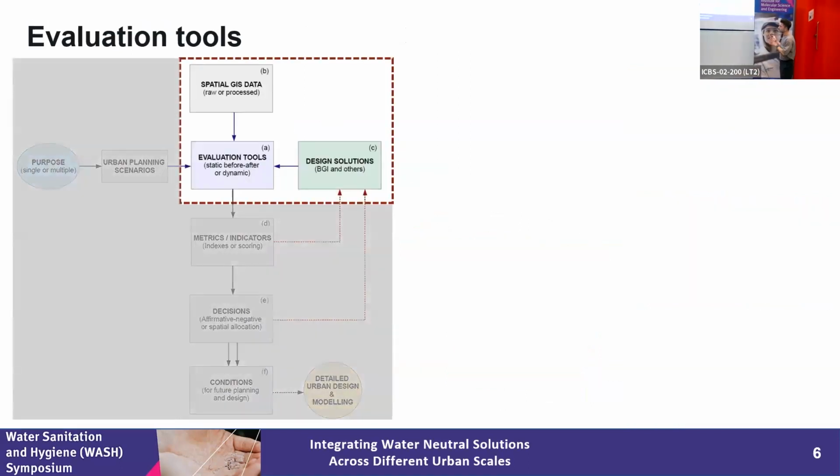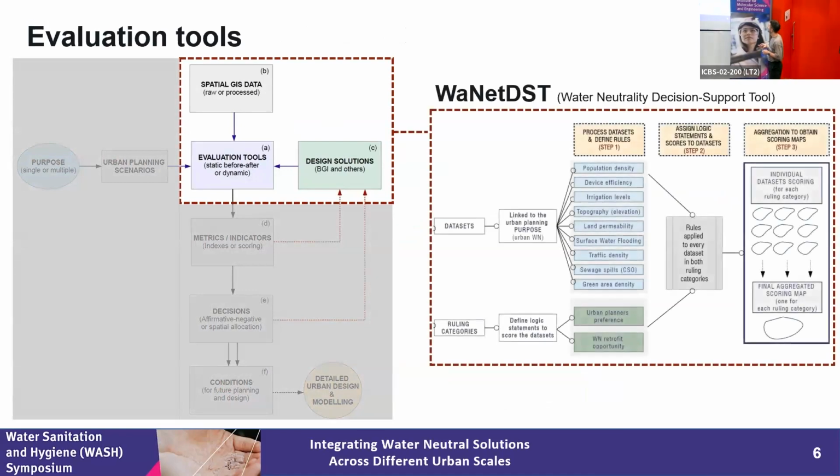So, okay, if we come back to the city plan and the initial framework that I mentioned before, if we want to move across scales, that is when we ask how we could develop a framework or a tool that could combine this spatial GIS data with some design solutions, such as BTI or others. So then we developed what we call the Water Neutrality Decision Support Tool, or WNDST, and it has two main parts. First, it combines a series of data sets that are publicly available, such as population density, device efficiency, irrigation levels, land permeability, traffic density, and so on. All of them obviously connected to the urban planning purpose of urban water neutrality, as we said.